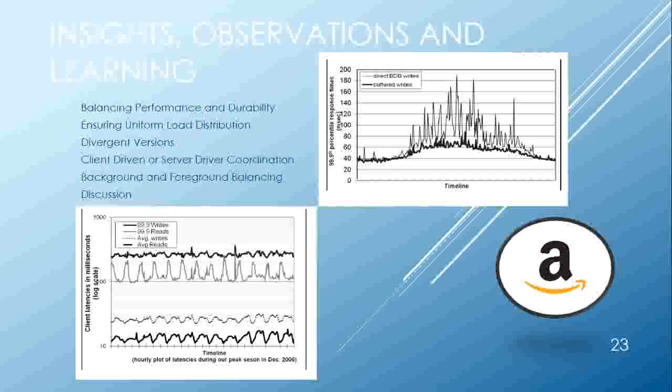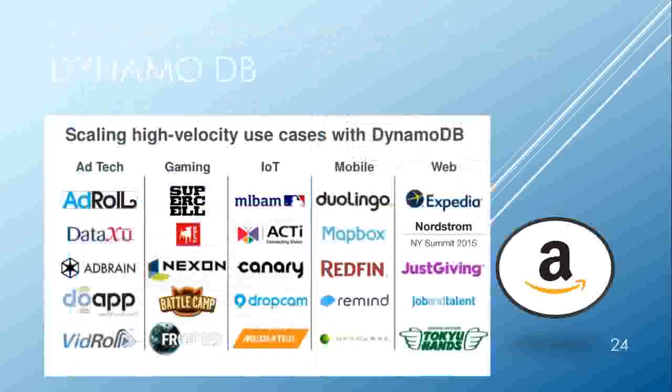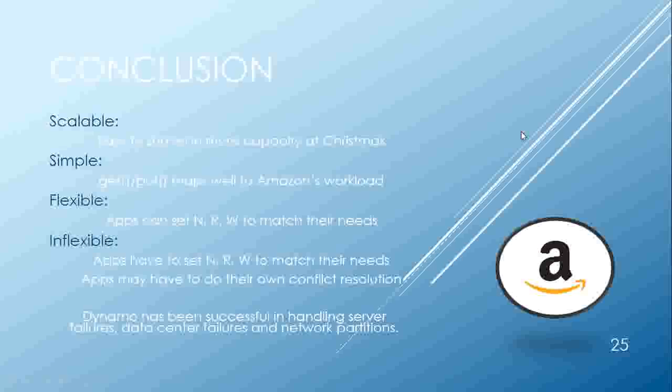This is a diagram which gives you the latencies. It is a nice picture. This is DynamoDB's high velocity scaling. These are the applications that use it. This is one nice slide where you can see a list of applications. Moving on.